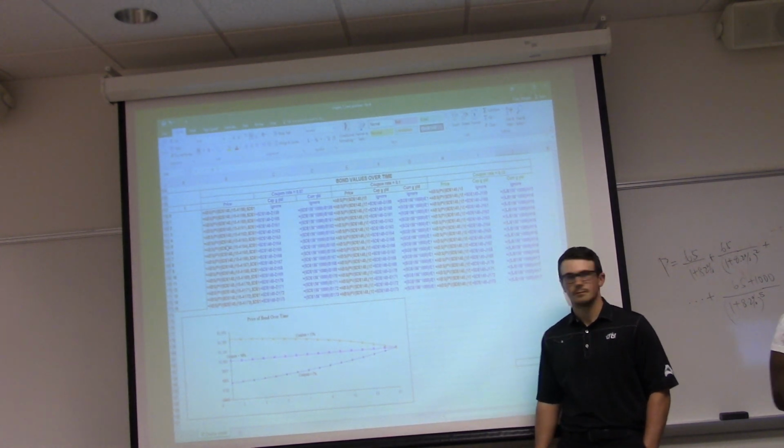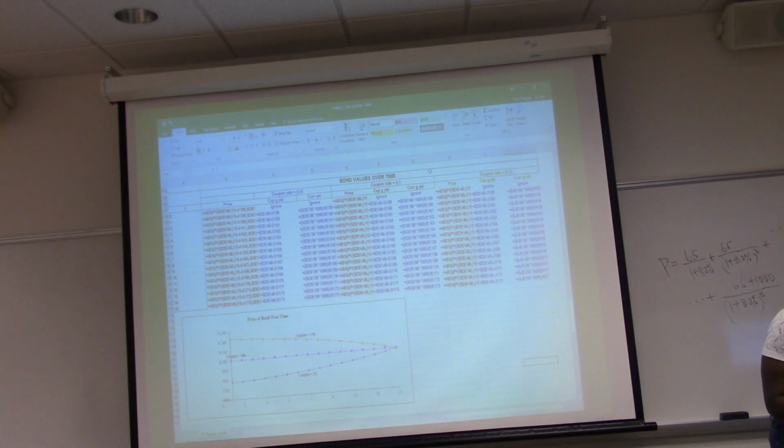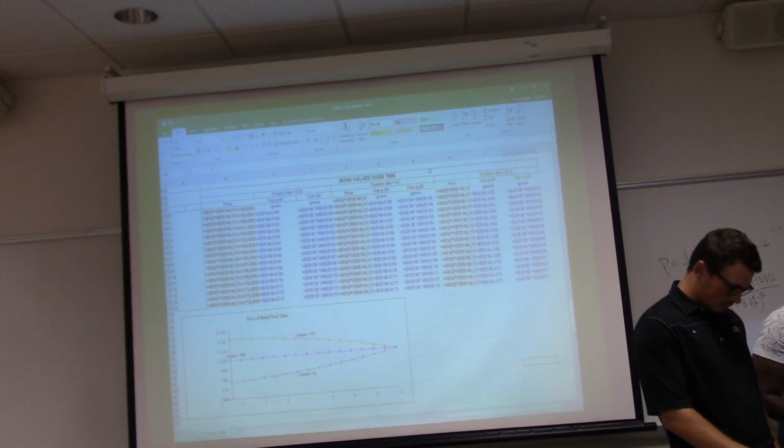But you can tell what kind of bond it is. The premium bond is when the coupon rate is higher than yield to maturity. The bottom one is a discount bond, when the coupon rate is lower than yield to maturity.